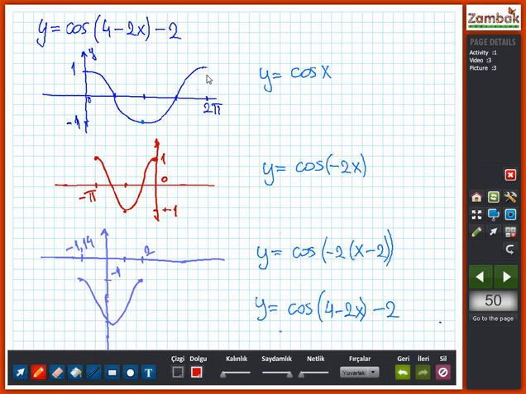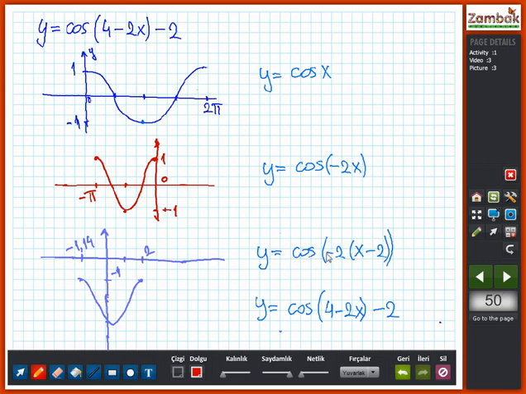Shrink here. That means this point 2 pi is reflected with respect to the y-axis. It will be minus 2 pi, and it's shrunk to what? Minus pi. That means we have to divide this 2 pi by 2. We'll have minus pi. Okay, then in the third step we have to change the x with x minus 2, so this one will be equal to 4 minus 2x.